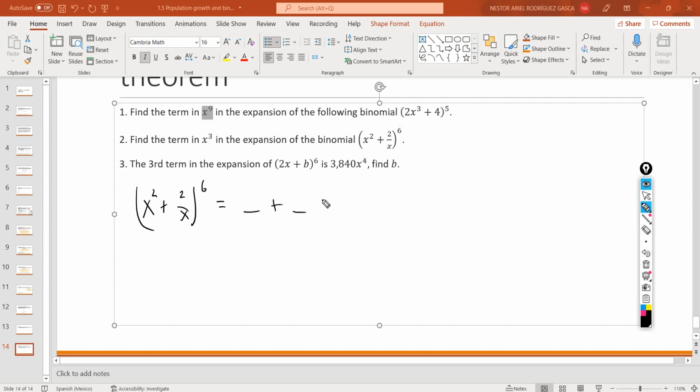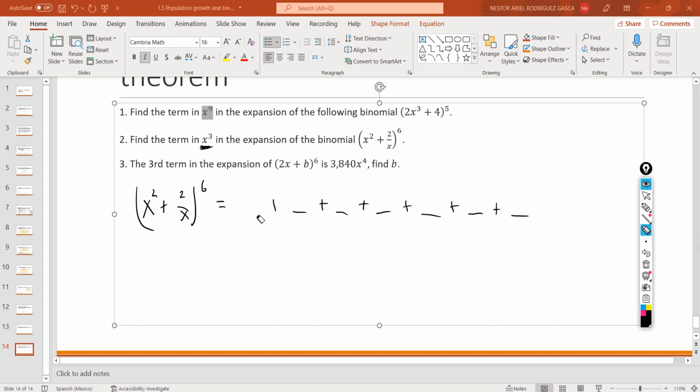We know that there will be 7 terms: 1, 2, 3, 4, 5, 6, 7 terms, because the power is 6, right? So there will be 7 terms. And then we just basically spot the one that has x to the 3. And that's what is known as the term in x to the 3. Now, this could be a little too much work. There's a very simple way to find this term in particular without expanding the whole binomial, although you can do it if you want. And that quick trick is basically realizing the following, guys.